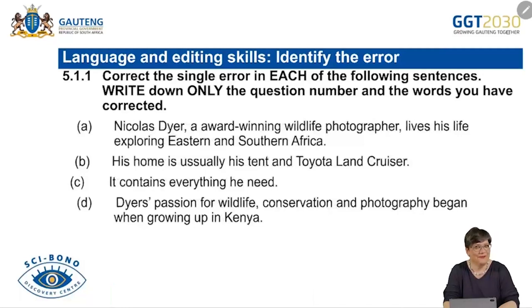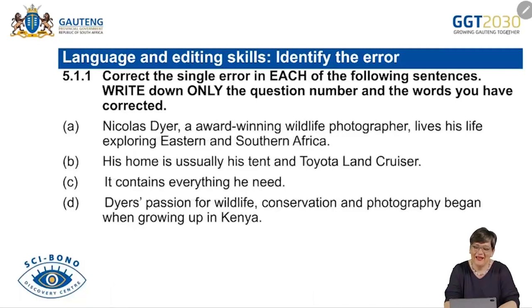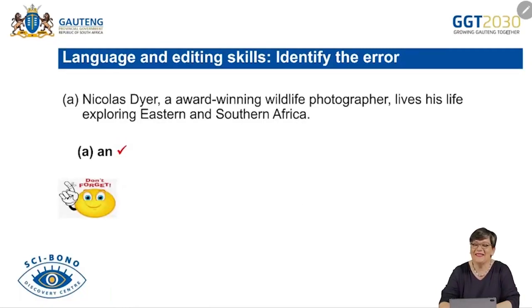So, did you get it right? Let's see. I'll go step by step. The first one given to you was: Nicholas Dreyer, a award-winning wildlife photographer, lives his life exploring Eastern and Southern Africa. Let's see. And the answer is, of course, an. Can you see here? The word a had to be replaced with an.